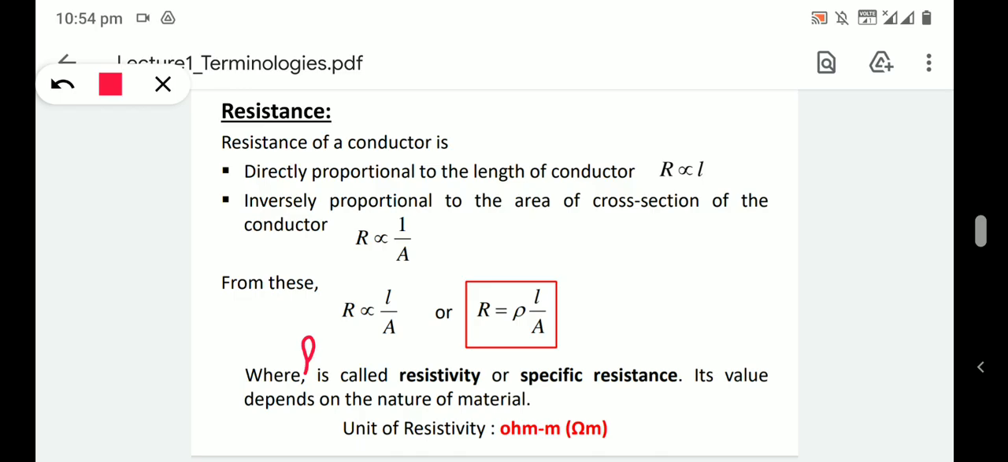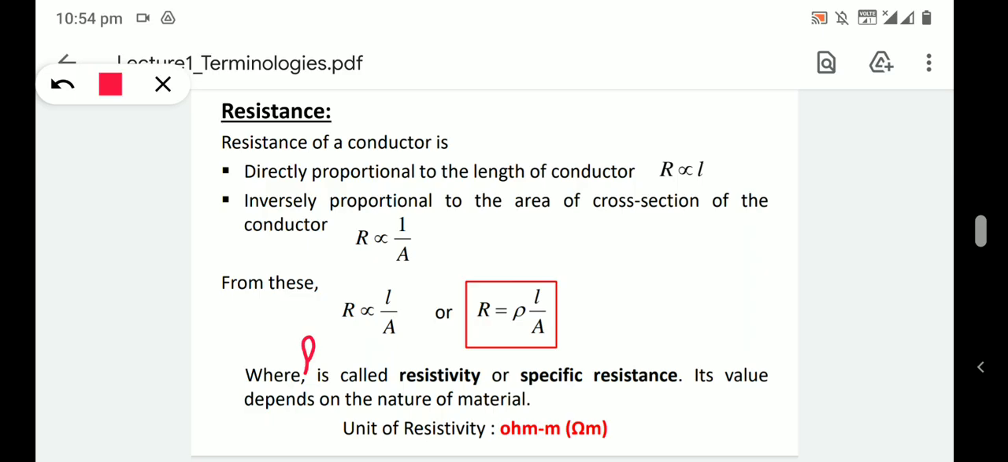Here rho is called resistivity or specific resistance, and its unit is ohm meter, and the value of resistivity depends on the nature of the material. It will be constant for a particular material. If we are considering a conductor copper, it has some resistivity, it will be constant. Resistivity depends on the nature of the material, and its unit is ohm meter.